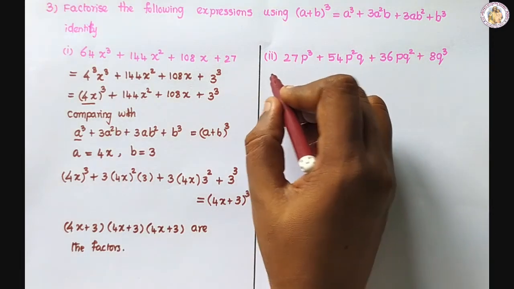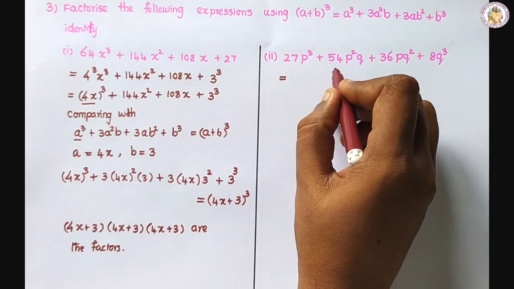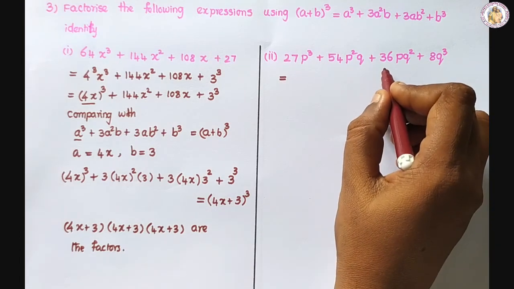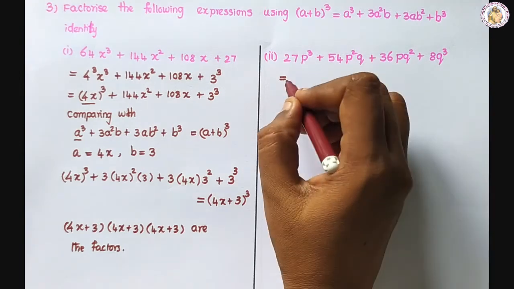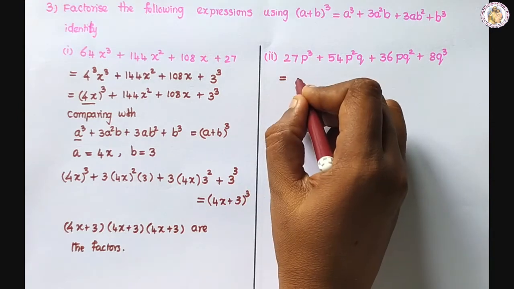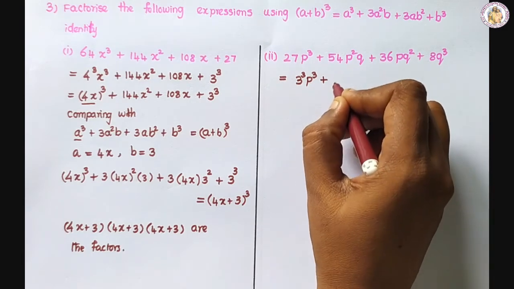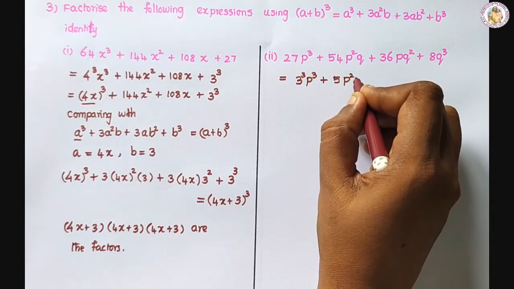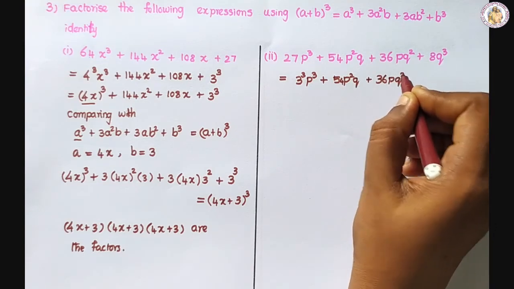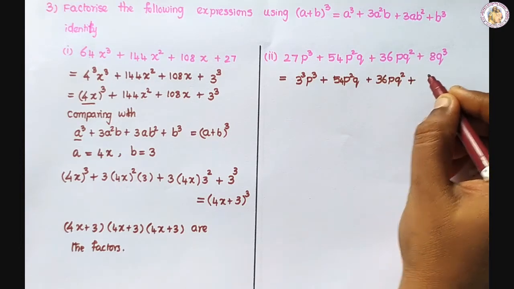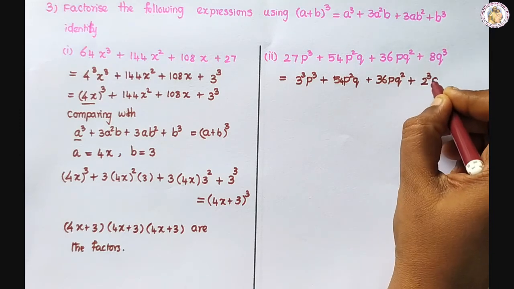Next one, 27p cube plus 54p squared q plus 36pq squared plus 8q cube. 27 written as 3 cube p cube plus 54p squared q and 36pq squared, write down as it is. And last term 8q cube, 8 means 2 cube, q cube.